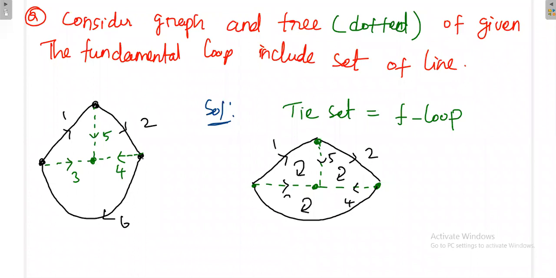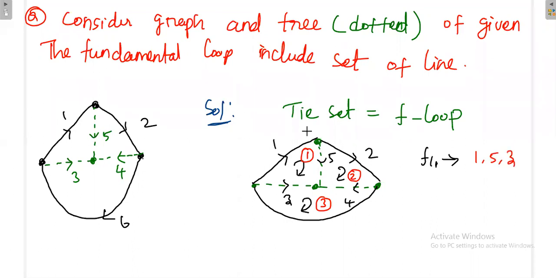Now somebody tell me, what do you mean by fundamental loop 1? Which branches does it consist of? I am denoting this as loop 1, this as loop 2, this as loop 3. In loop 1, what are all the branches it consists of? 1, 3, 5, sir. Okay, we will write it in the order 1, 5, 3.